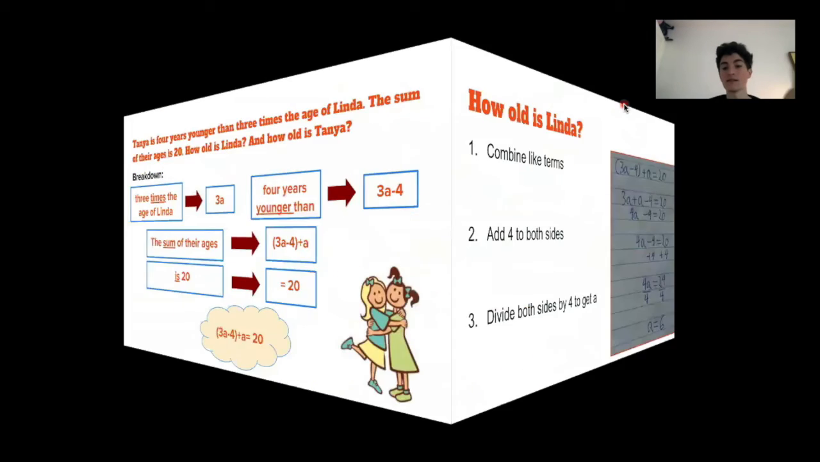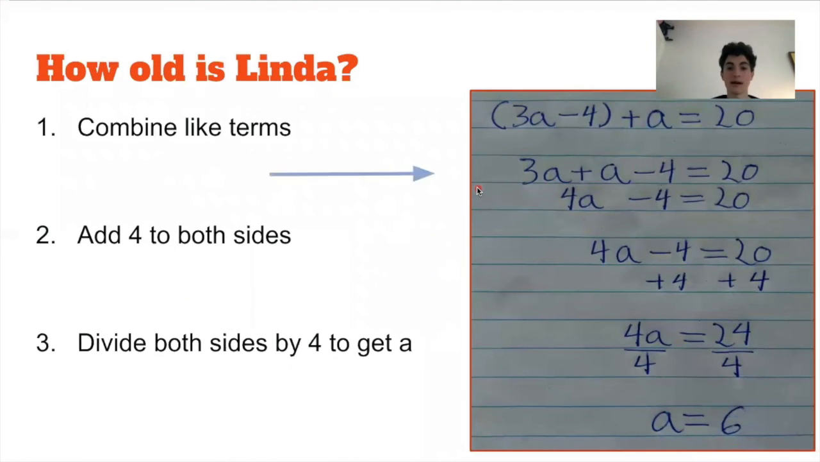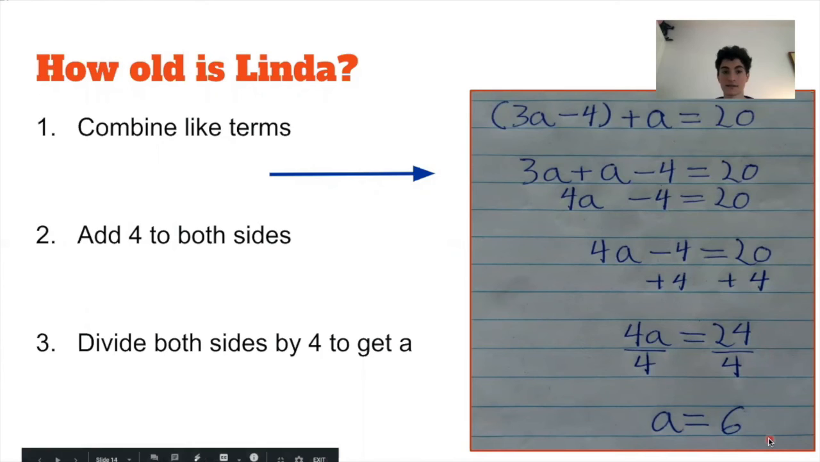Now we can solve for Linda's age. So the first thing we have to do is combine like terms. So 3a plus a gives us 4a minus 4 equals 20. Then what we have to do is isolate the variable. So add 4 to both sides, and we are left with 4a equals 24. Now divide both sides by 4, and we have our solution. A is equal to 6.